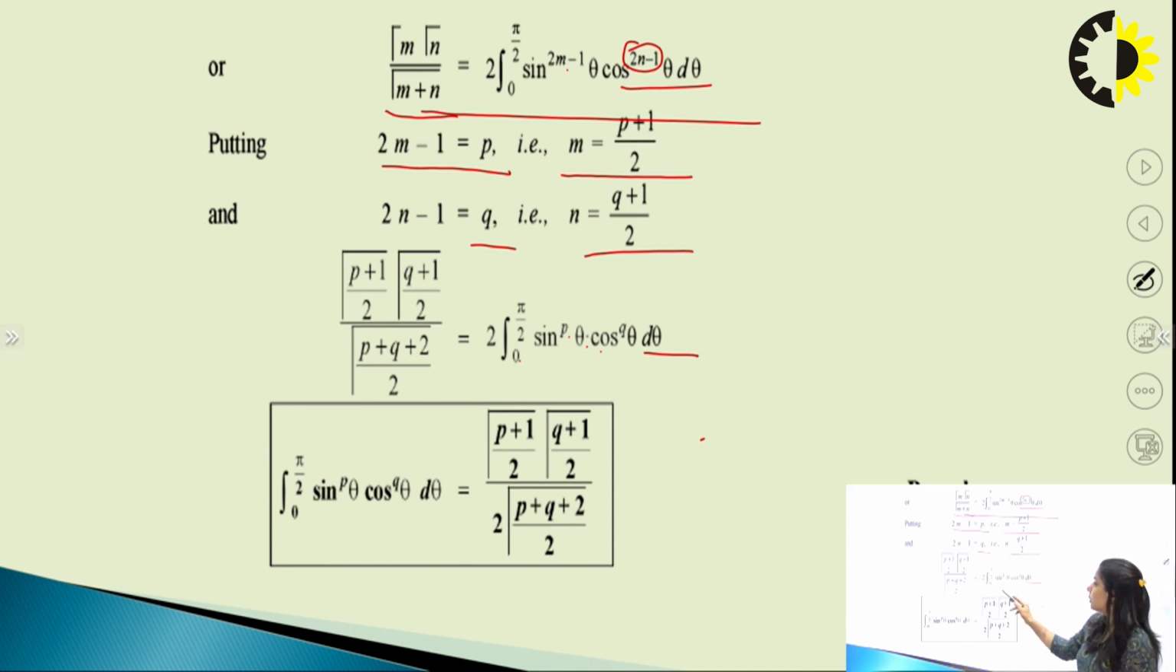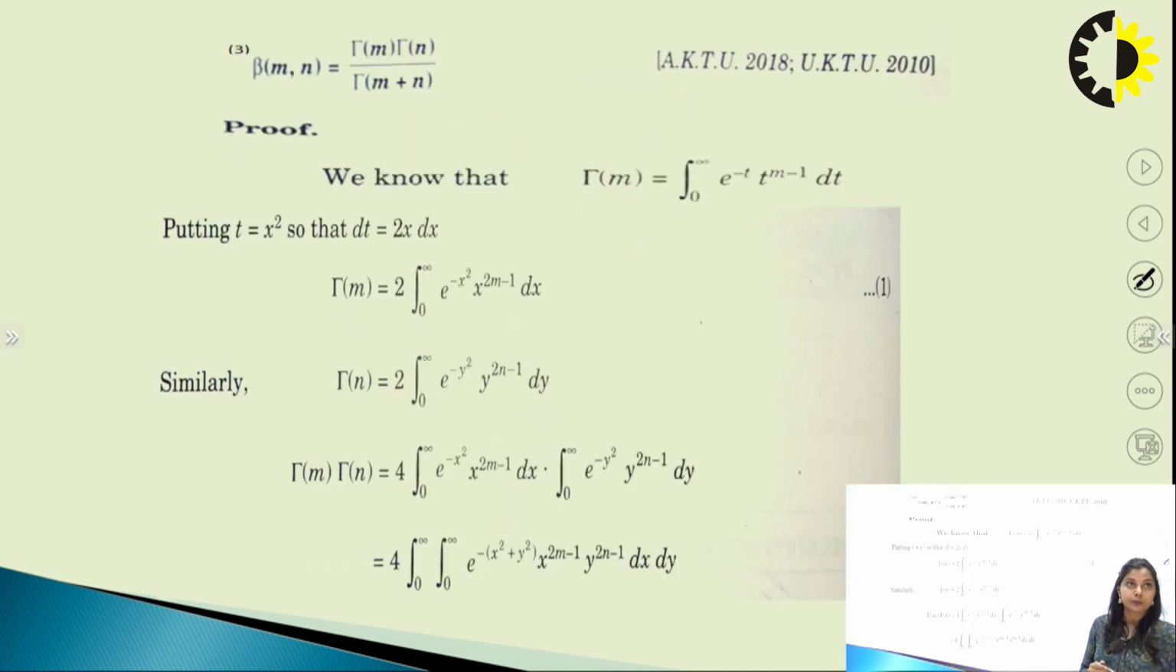So now the integration of sin^p theta cos^q theta over the limit 0 to pi by 2 is equal to gamma of (p plus 1) by 2 gamma of (q plus 1) by 2 upon 2 into gamma of (p plus q plus 2) upon 2. Now the property of beta and gamma function, we can say the relation between beta and gamma function: beta(m, n) is equal to gamma n upon gamma (m plus 1).